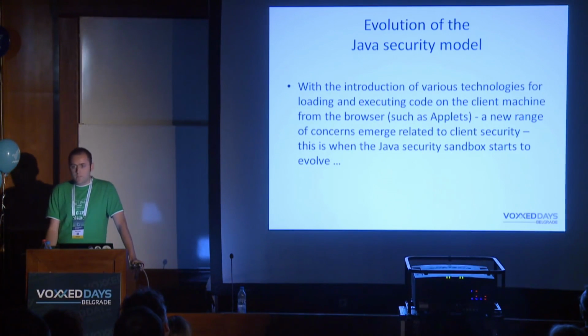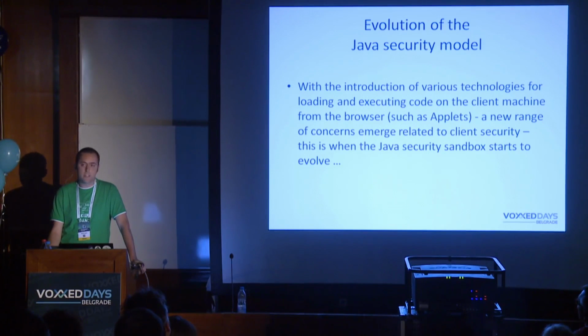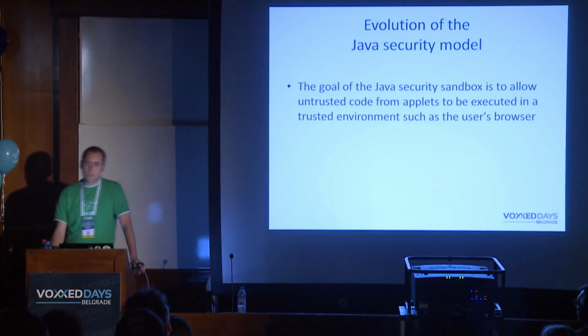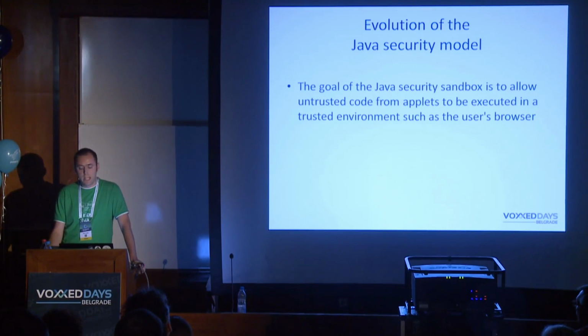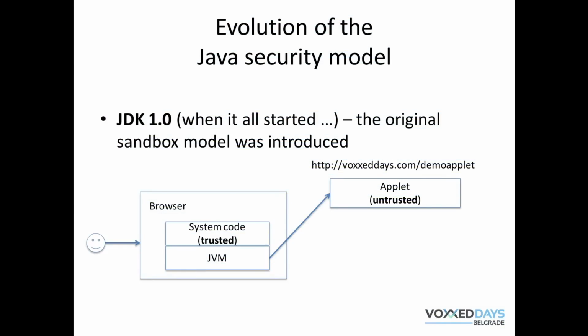With the introduction of a number of new technologies, including Java applets, a new range of security concerns rises when it comes to browser security. And especially, one of the goals of the Java security sandbox model is to allow untrusted Java source code to be executed securely from a Java applet, or basically any other technology that would allow you to execute Java source code from the browser. And this is how this security model was introduced in version JDK 1.0. This was more than 15 years ago. So this was the initial security model introduced in the JDK platform.